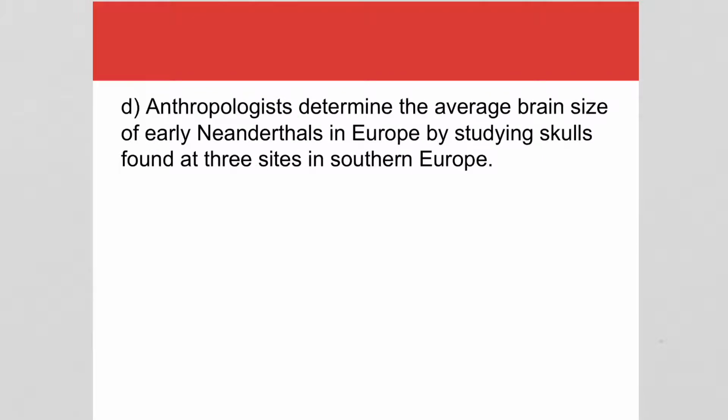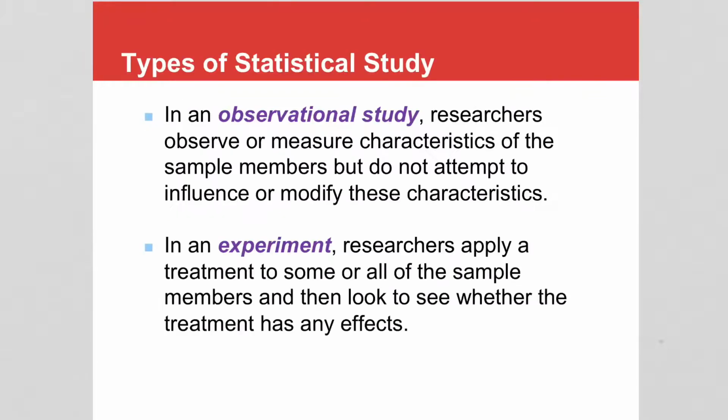And the last one, anthropologists determine the average brain size of early Neanderthals in Europe by studying skulls found at 3 sites in southern Europe. Well, obviously, you can't study every Neanderthal that ever lived. Yeah, not possible. But something that would be simple or convenient is sampling some that you have. So this is a convenience sample. So that was types of sampling.